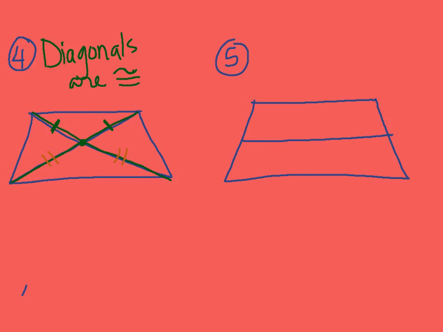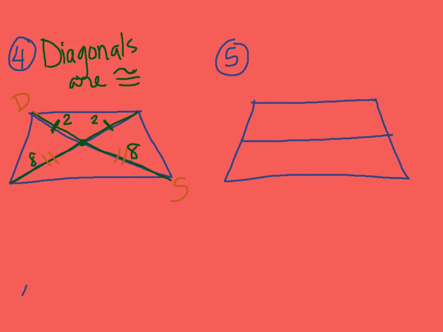So for example, let's say that this whole line, let's name it DS. So if DS is going to be 10, and let's say that we gave this small segment here a measurement of 2, then that means this one would be 8. And then the other diagonal would be exactly the same because they're congruent.